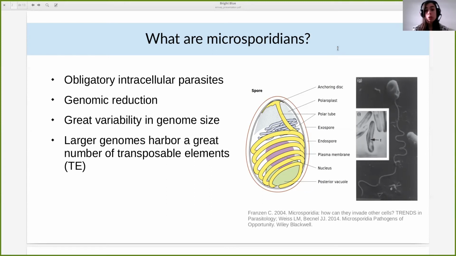Microsporidians went through an extensive genomic and metabolic reduction and lost many gene families. The majority of Microsporidians even lost genes related to TCA cycle, so they have to steal ATP from the host. But even though they are so tiny, there's a huge variation in genome size in Microsporidia clades. Large Microsporidian genomes can harbor a great number of transposable elements, while the smallest genomes are completely devoid of these.